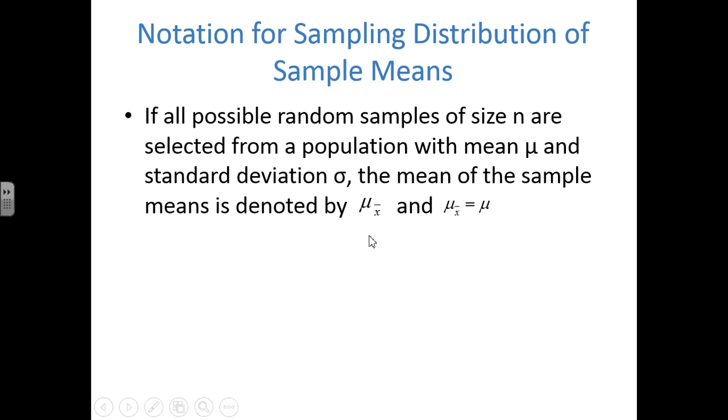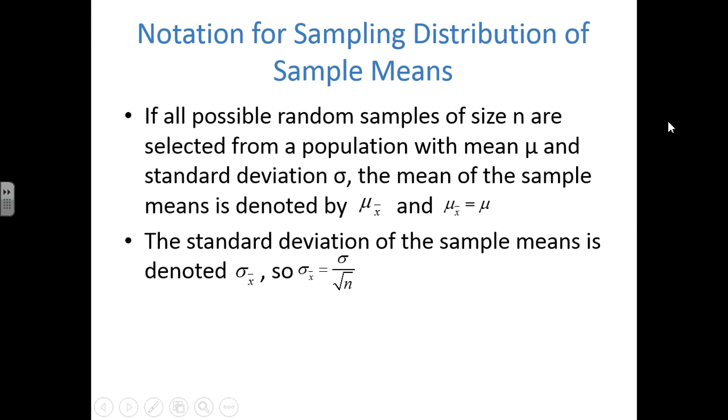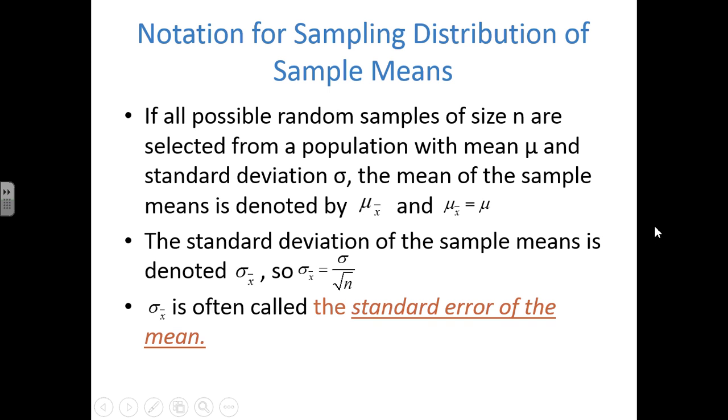Now, the notation for sampling distribution of sample means. The mean of the sample means is denoted by mu of x bar, and we saw a minute ago that mu of x bar will always be equal to the population mean. And the standard deviation of the sample means is denoted by sigma of x bar, and that will always be equal to the population standard deviation divided by the square root of the sample size. This is such an important concept that it has a name. This idea is called the standard error of the mean.